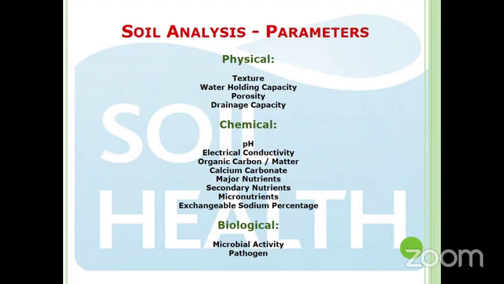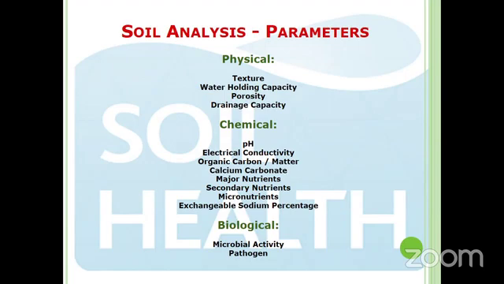Then in chemical factors, the important thing is soil pH, that is whether the soil has an alkaline or acidic pH. Then electrical conductivity. Electrical conductivity is directly proportional to the salt content of the soil. If the soil has more salts or is more alkaline, you will see higher electrical conductivity. Then, as we discussed earlier, organic carbon or organic matter, the soul of the soil, can be checked in the chemical factors.